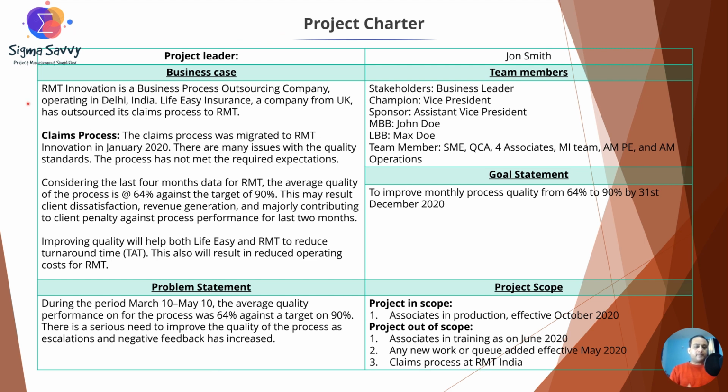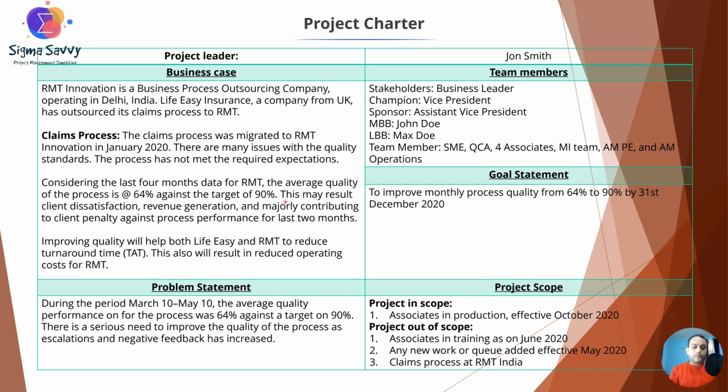Now let us look at the project charter for this case study. Looking at the business case, RMT Innovation is a business process outsourcing company operating in Delhi, India. Life Easy Insurance is a company from UK that has outsourced its claim process to RMT. So this is the background. The claims process was migrated to RMT Innovation in January 2020. There are many issues with the quality standards. The process has not met the required expectations. So we have started with the problem area.